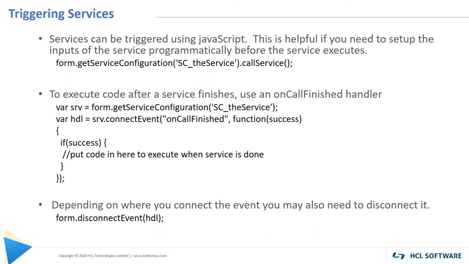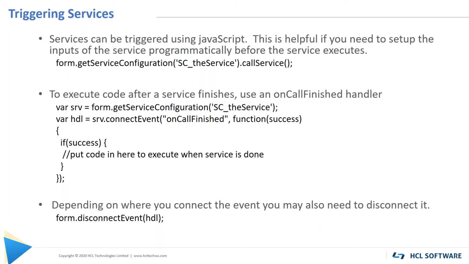And in order to do that, we need to make sure that we're not calling the service immediately when the value of the field changes. So we have to call it programmatically. And so there's this object, the get service configuration object, where we can retrieve the service by its ID, and then it has a function, call service.